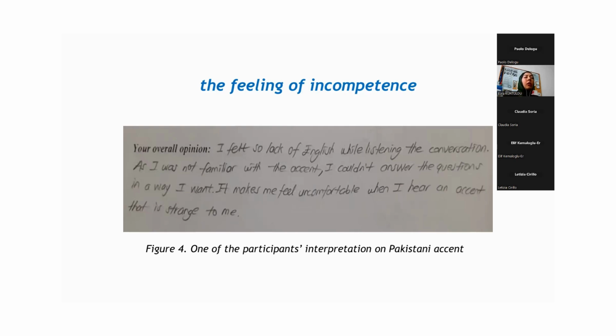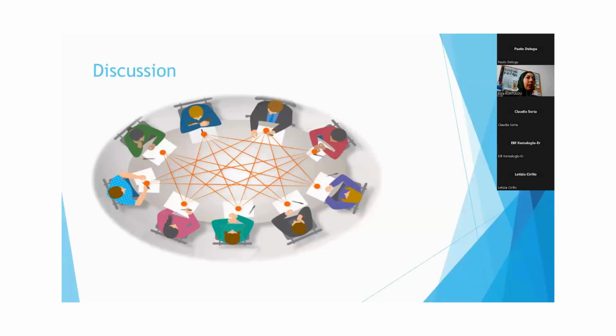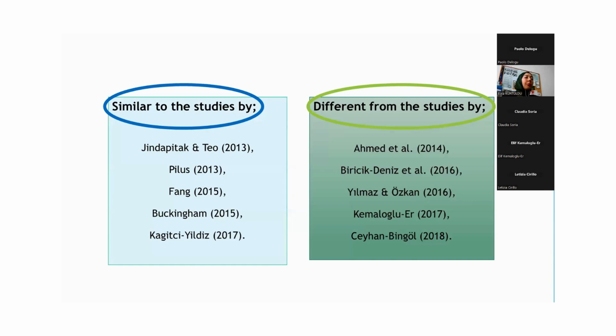So we say, oh, maybe I don't know English, or maybe this accent is not familiar, maybe it's my problem. So you keep questioning yourself, what did I do right or wrong? So the feeling of incompetence is different from the other studies, we can say. And in the discussion part, I can say that my study was similar to the studies by these researchers, and different from the other studies here in the right part.